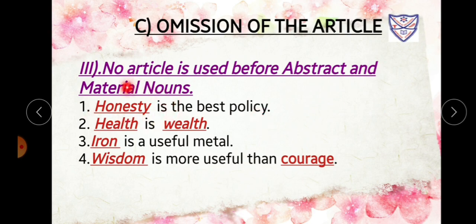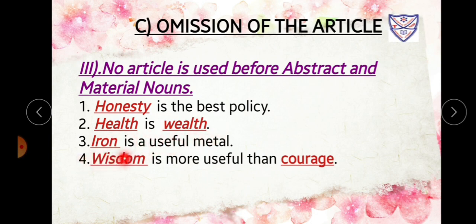Now over here honesty is a noun. Which kind of noun is it? It is an abstract noun, which we can neither see nor touch but only think of. Therefore before this noun we will not put any article. There won't be any article before this noun. Number 2, health is wealth. Over here health and wealth, these both are nouns. Which kind of nouns are they? They are abstract nouns. So before these nouns we will not place any article, as they stand for abstract nouns.